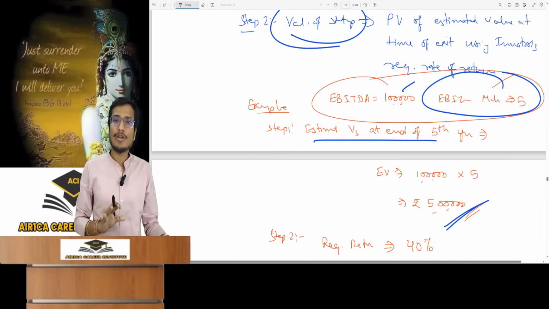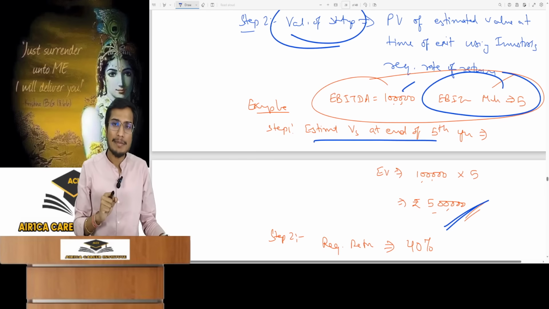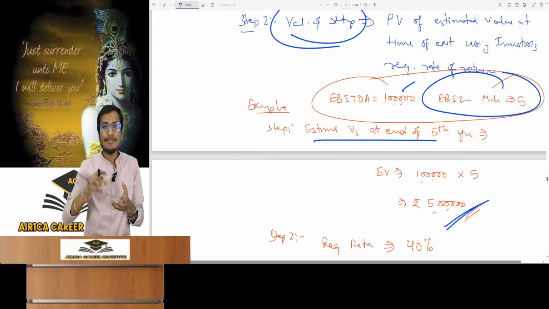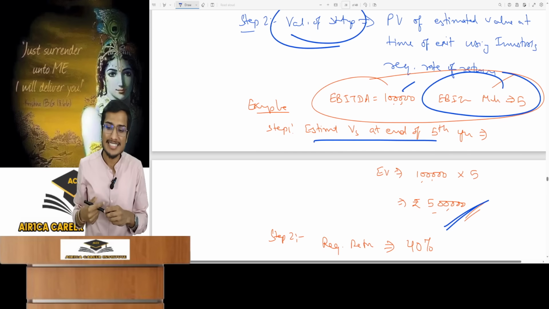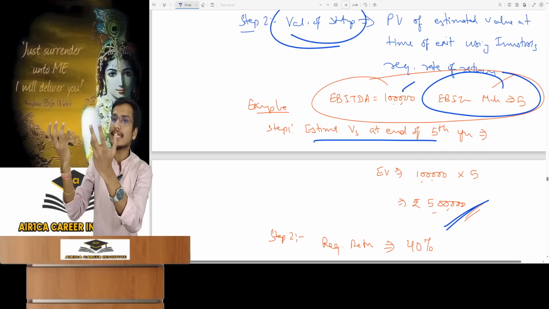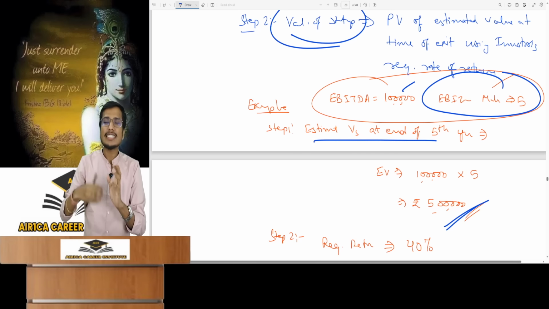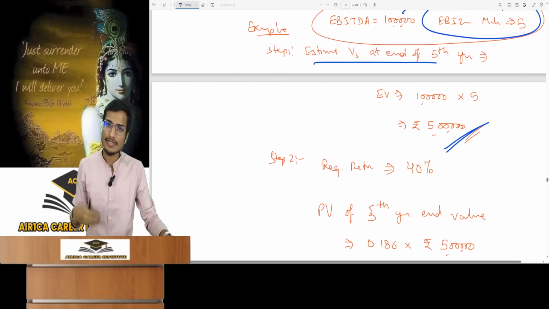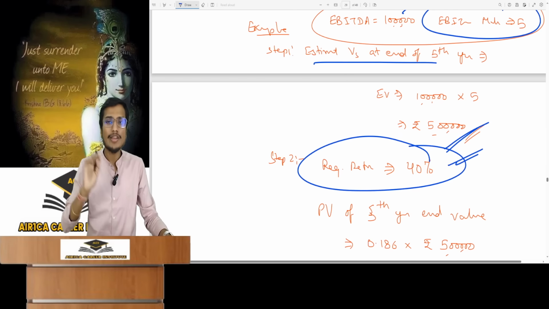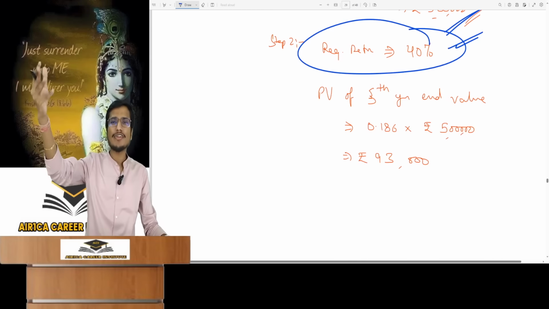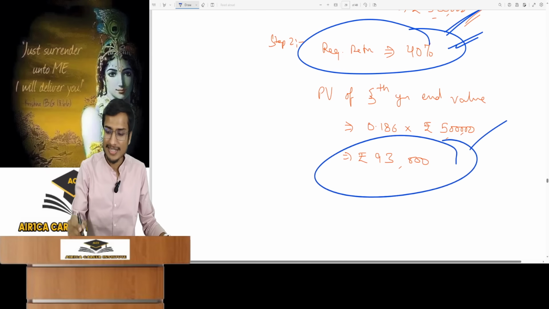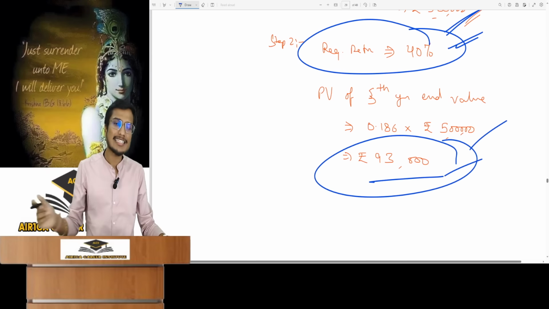Second, calculate current value. Prior value was for year 5, and we need the value at time 0. To find the present value of that future amount, we use the investor's required return. The venture capitalist decides in advance their required return, like 1, 2, 3 or 4 times the amount. Venture capitalists demand higher returns from startups due to their higher growth potential. Suppose their required return was 40%. Then take the 5th year's PV factor and calculate the value. The PV of 5 lakh is 93,000.